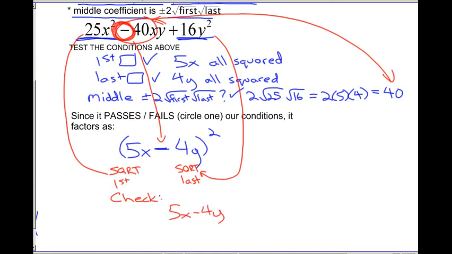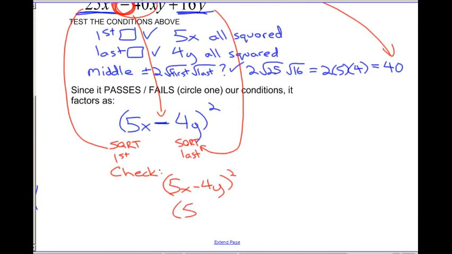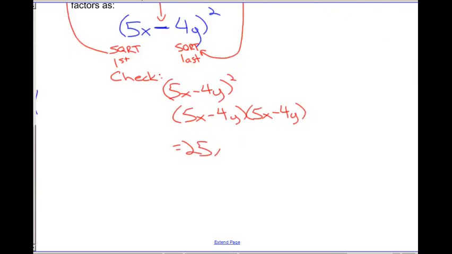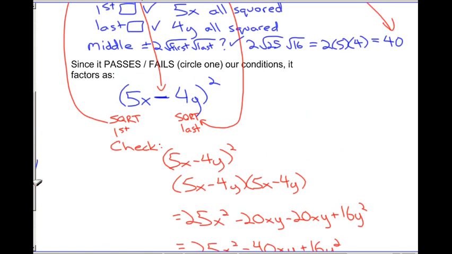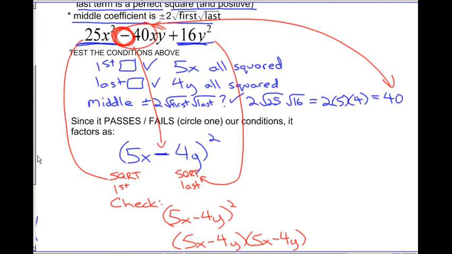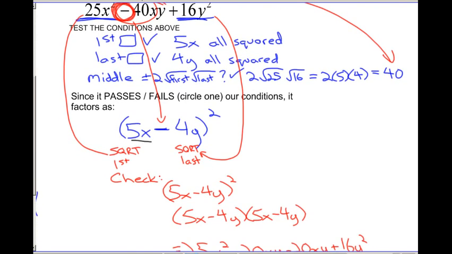5x minus 4y all squared. That means 5x minus 4y times 5x minus 4y, which would be 25x squared minus 20xy minus another 20xy plus 16y squared. Oh, it works out. We get the same expression we started with. Okay, so test those 3 conditions, and then you just have square root of the first, square root of the last, it's all squared, and sign of the middle.